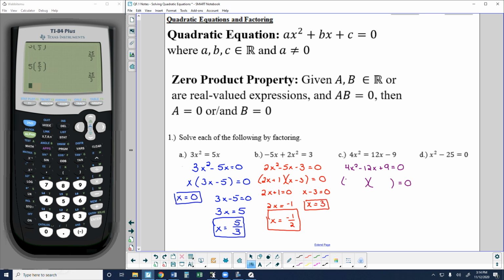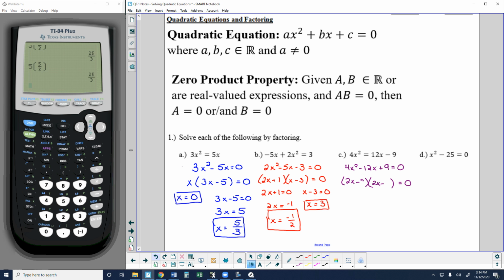So let me try a 2x and 2x. 2x times 2x is 4x squared, so that's going to work for the first term. I need a negative and a negative because I know I have to multiply to give me a positive 9, but through distribution add to give me a negative 12. So both of these need to be negative.